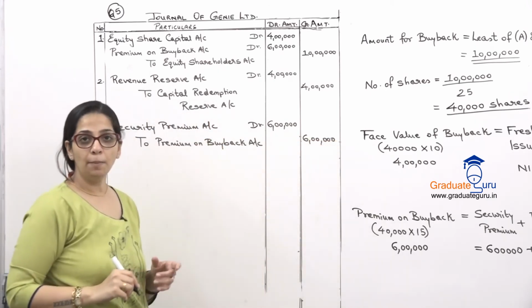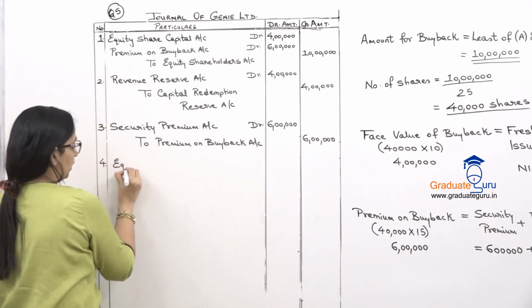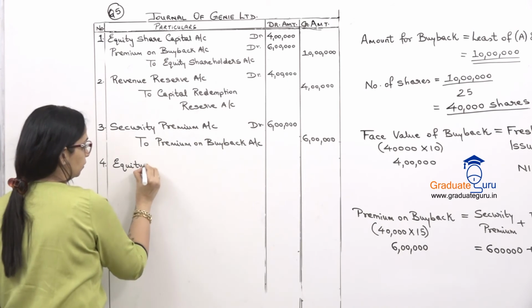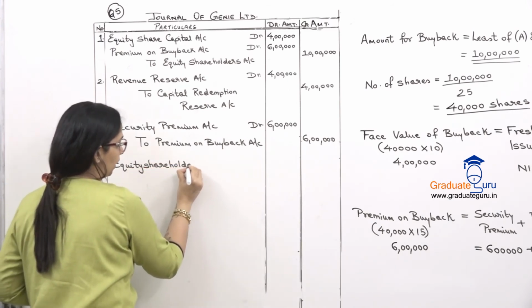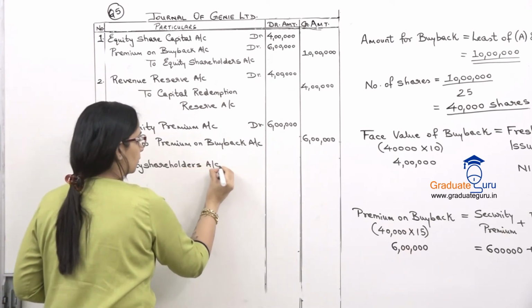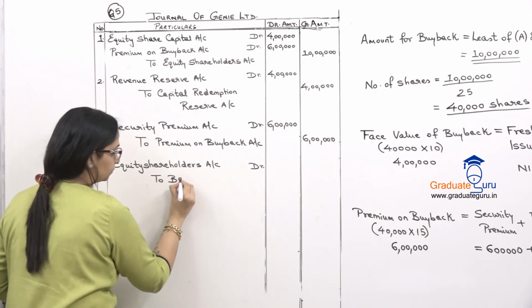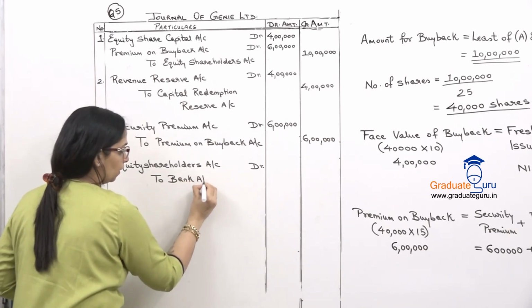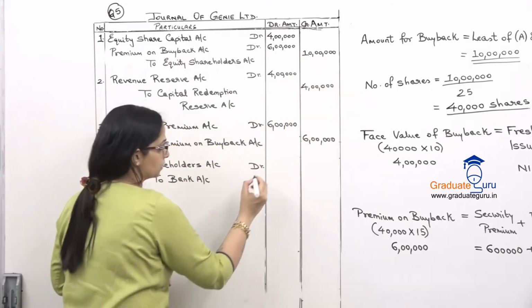And finally, payment. We have to pay to equity shareholders. So, equity shareholders account debit to bank account. The total amount which we have to pay to the shareholders, 10 lakhs.